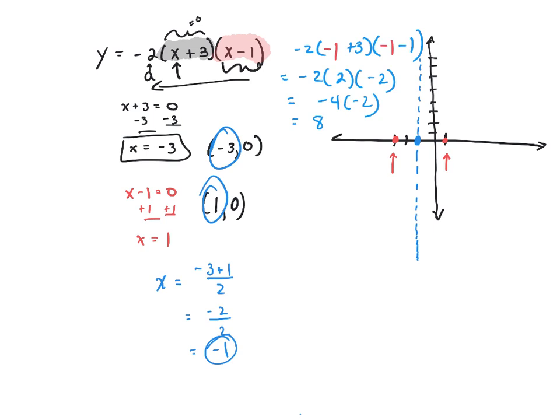Which puts it right there. And that is enough to graph your parabola. Again, we knew it opened upside down because of the negative. We also knew it was going to be narrow because of the 2. Let's do another couple of these.